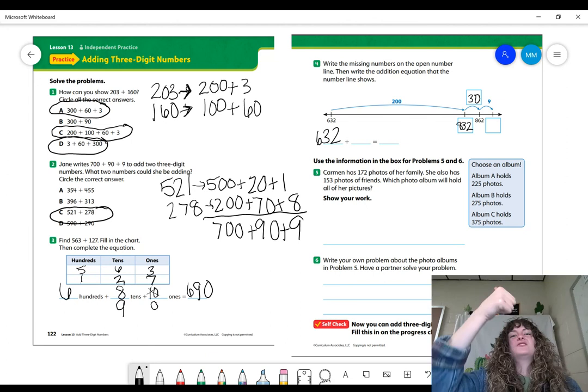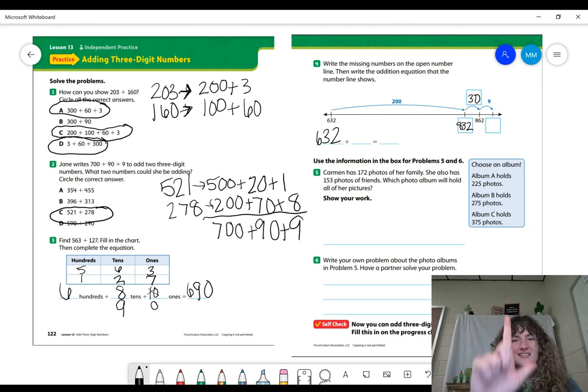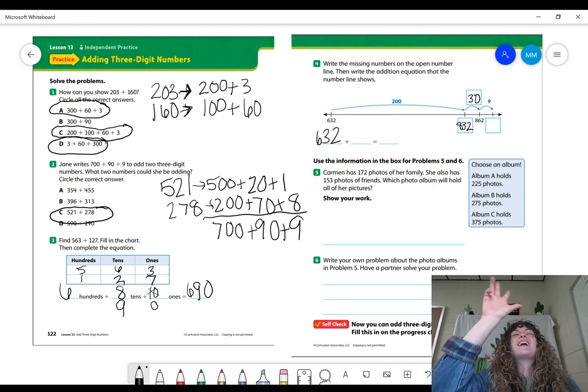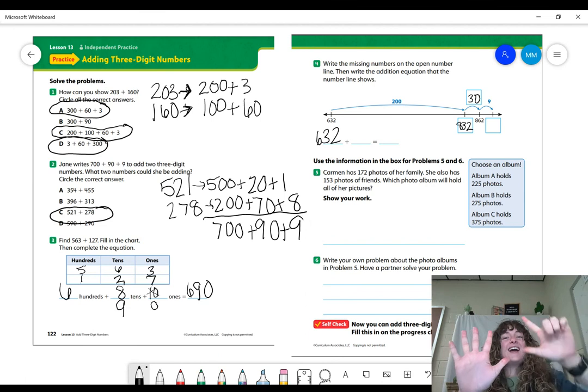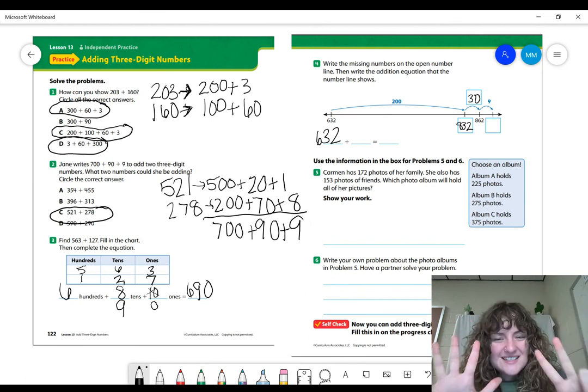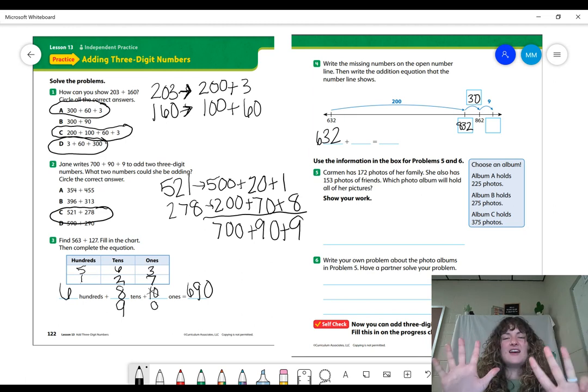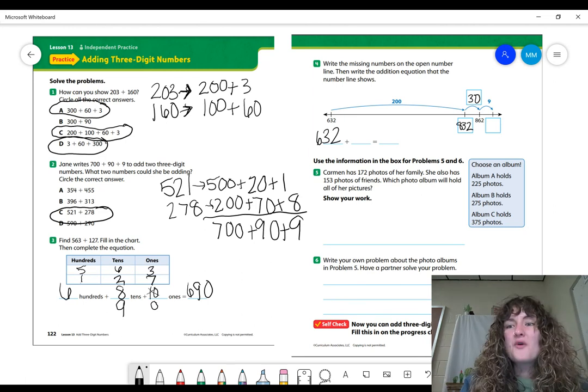862, 863, 864, 865, 866, 867, 868, 869, 870, 871. So 800s, 7 tens, and 1 one.